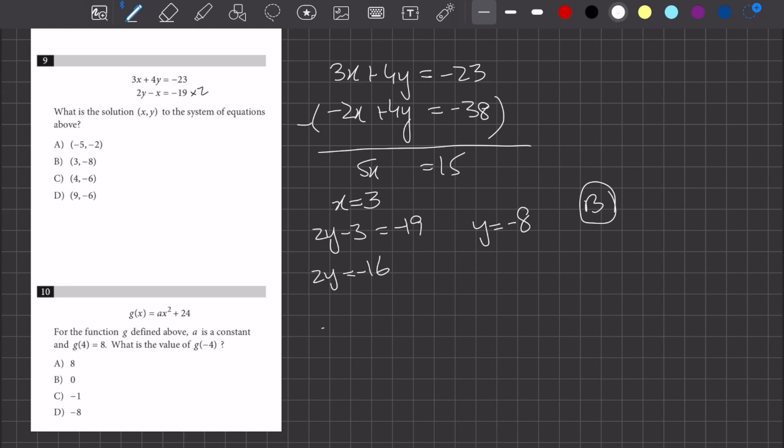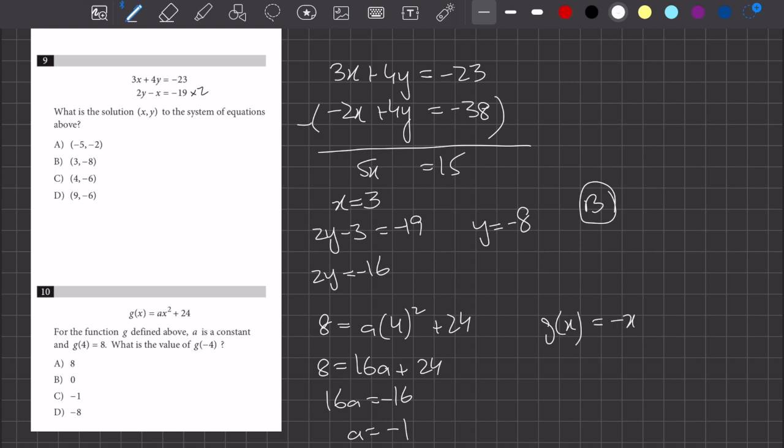For question 10, we plug in the initial conditions and find for A. That comes out to be negative 1. Now, we can plug in the condition x equals negative 4. And simplifying leaves us with the answer 8, option A.